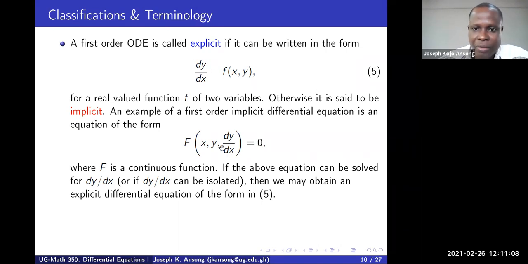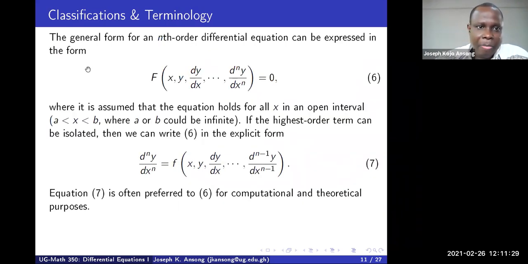All right, in the next slide, I'll show you general cases of these. Okay, so if, for instance, here we can solve or isolate the dy dx, and then we'll have dy dx is equal to some stuff, then it becomes explicit. Otherwise, it's implicit. Okay. Good. So, for instance, the general form of an nth order, the order is n, the nth order implicit differential equation will be this. This is a general form of it. Okay. Where it is assumed that the equation holds for all values of x, right, in some interval, say x lying between a and b. This a and b could be infinity, from negative infinity to positive infinity, all right, or some interval.